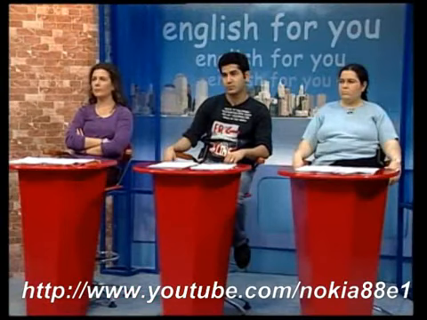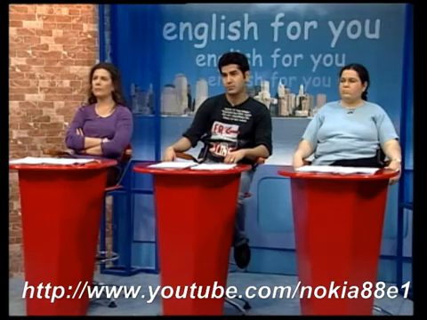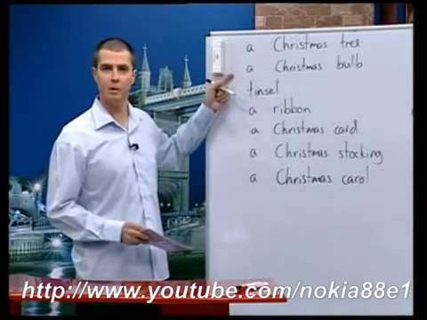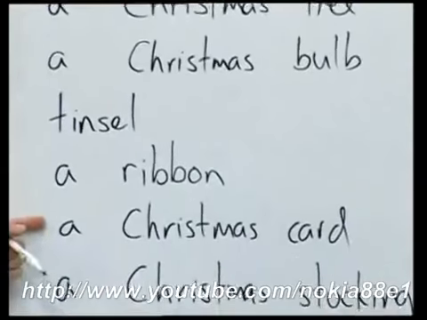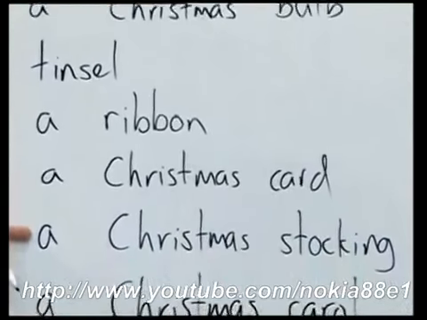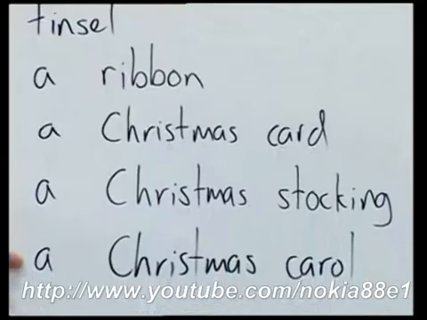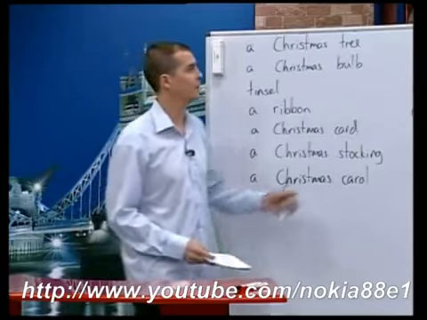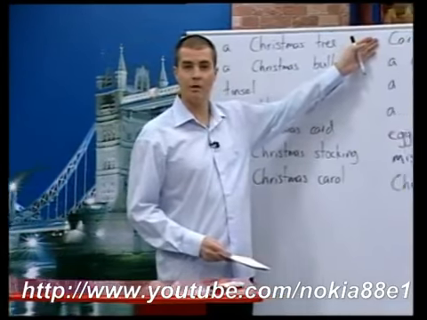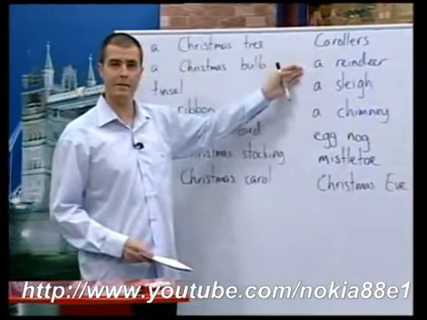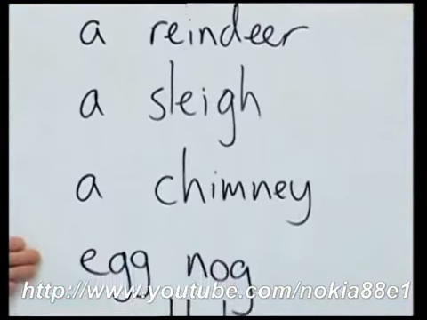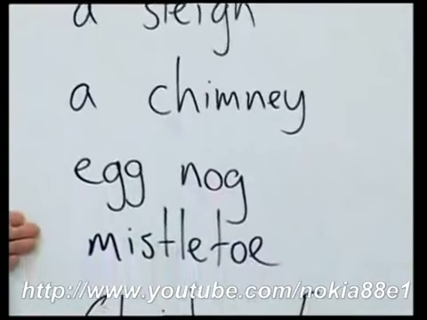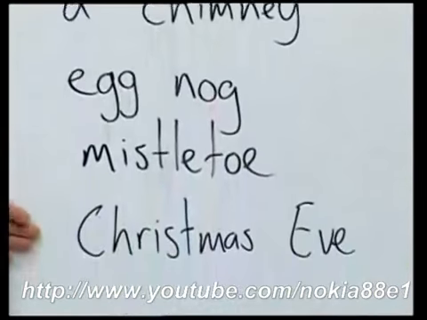Let's go over these again. We have a Christmas tree, a Christmas bulb, tinsel, a ribbon, a Christmas card, a Christmas stocking, a Christmas carol. Carolers, a reindeer and a sleigh, a chimney, eggnog, mistletoe, and Christmas Eve.